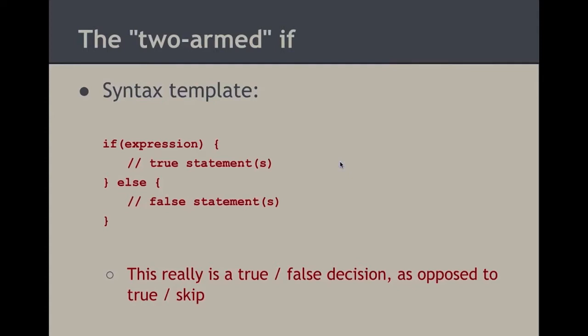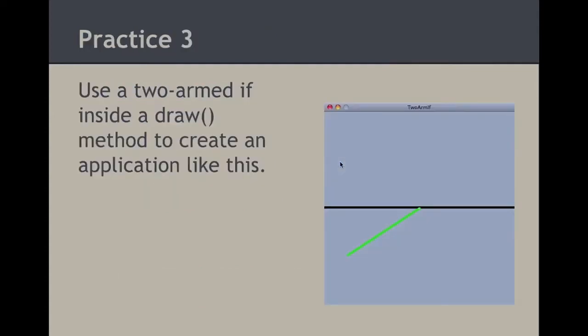Okay, so let's put that into action in a simple example. We're going to use a two-armed if inside a draw method to create an application that's going to look something like this. You'll draw a black line across the screen, and then this colored line will follow our mouse pointer. So as I move my mouse pointer around, we'll see that this colored line moves, almost like a hand on a clock. But if it's above this black line, the hand on the clock, if you will, will be red. If it's below the black line, the one that's following my mouse pointer will be green. All right? So a simple application, but it shows how we could use a two-armed if.